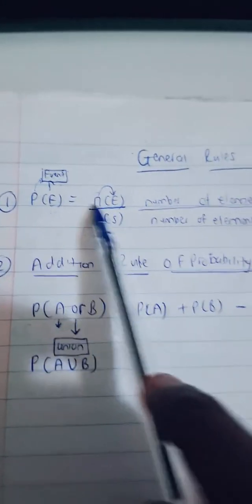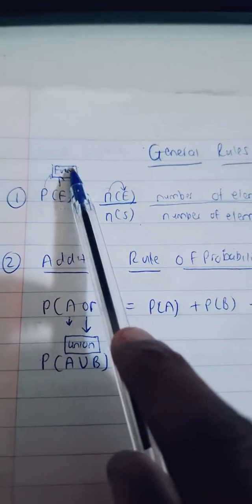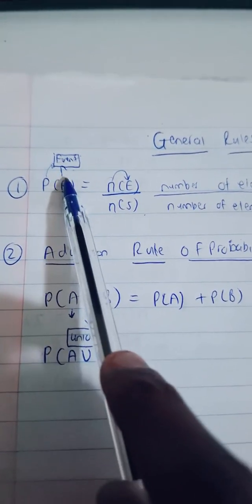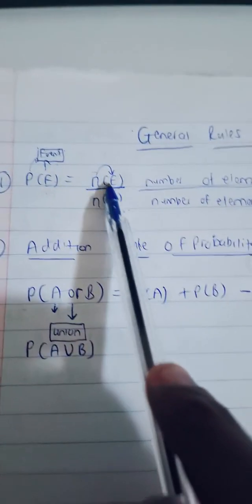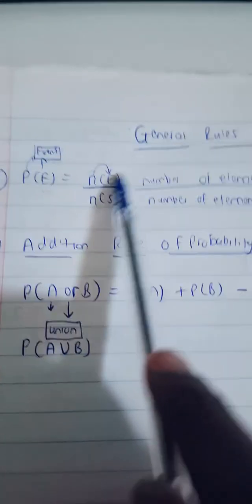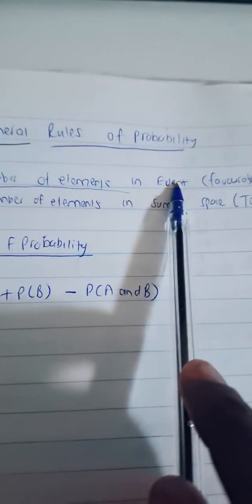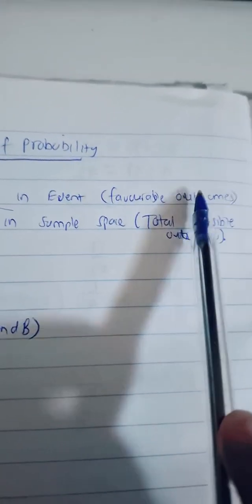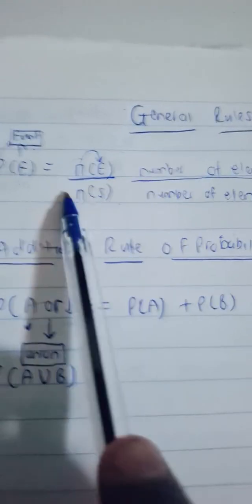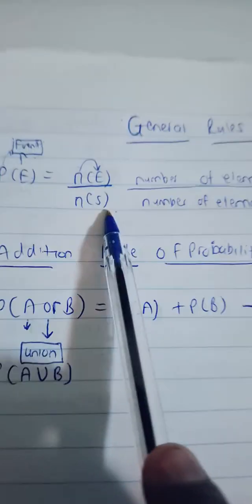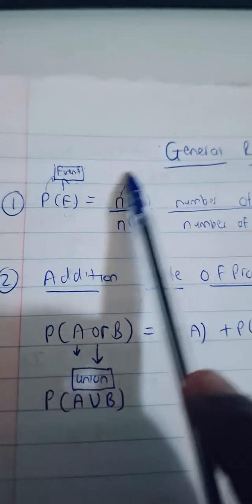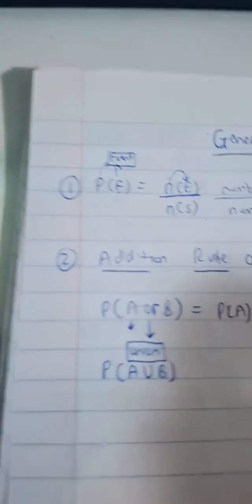So I'm just going over what we did as far as the definition of probability. The probability of an event is the number of elements in the event, in other words, our favorable outcomes from that event, over what? In the denominator, the number of elements in the sample space, in other words, the total possible outcomes. That's how we represent probability.